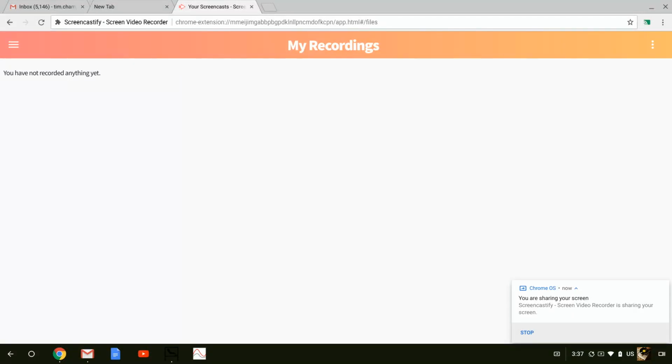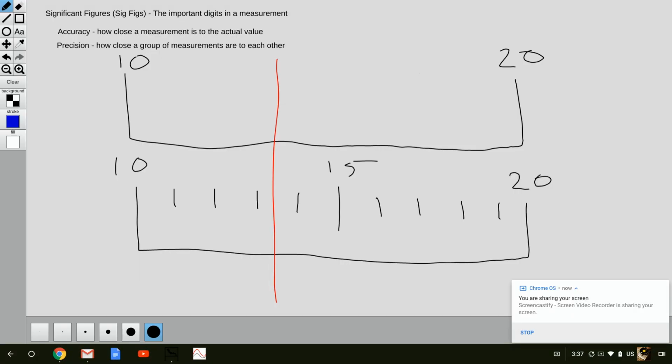What we're going to talk about now is significant figures. Sig figs are the important digits in a measurement. We're also going to talk about how this relates to accuracy and precision. I've defined sig figs, accuracy, and precision up here in the corner. Accuracy is just how close a measurement is to the actual value of whatever it is that you're measuring, and precision is how close a group of measurements are to each other.